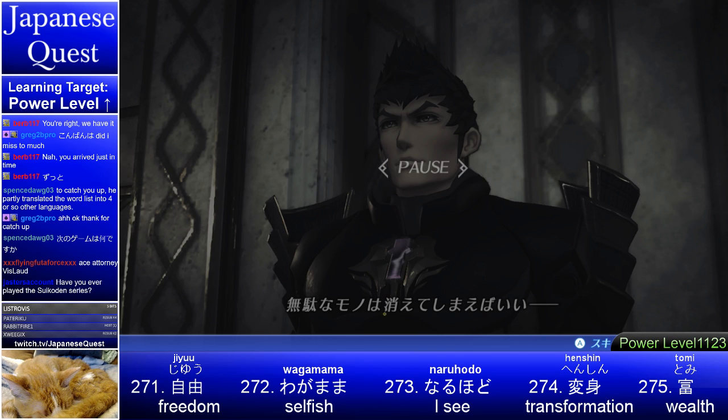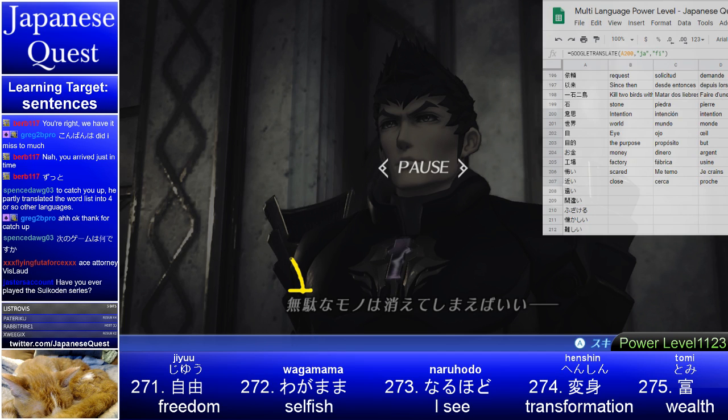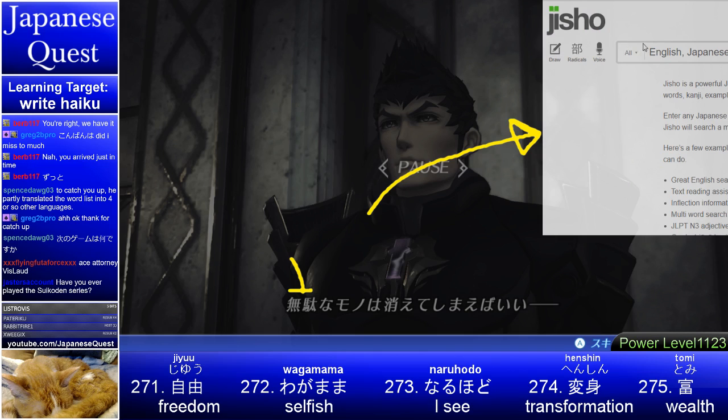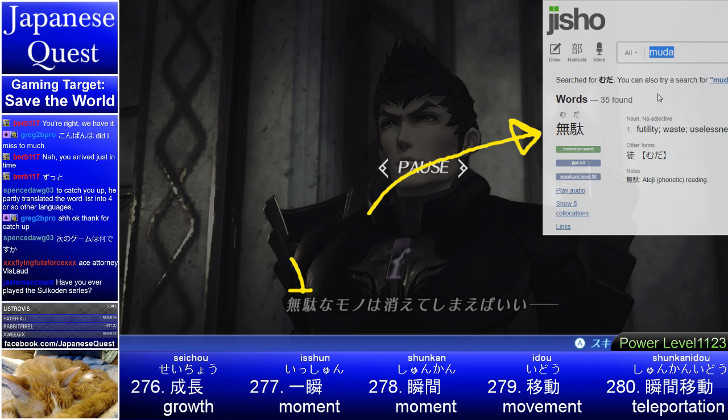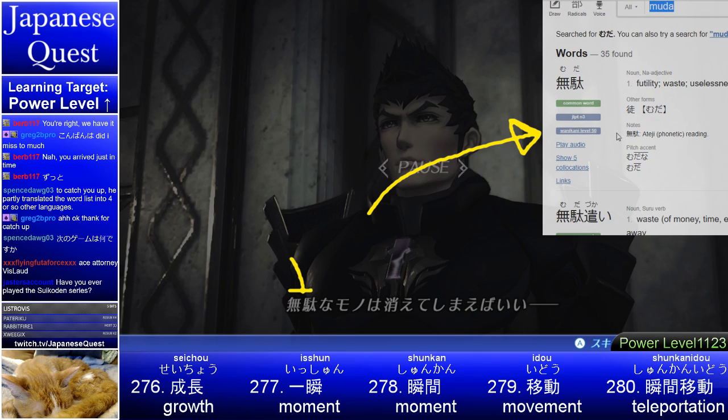Couple good words here. I think we may not have... Do we have this word? Muda. Let's look it up. So yeah, this is the word. For a Greg earlier, this is the list we were looking at. Multi-language power level. You can see our power level in a lot of different languages. But let's change that to our dictionary to look up this word. Let's see. Muda. So futility, waste, uselessness. Muda. Muda.